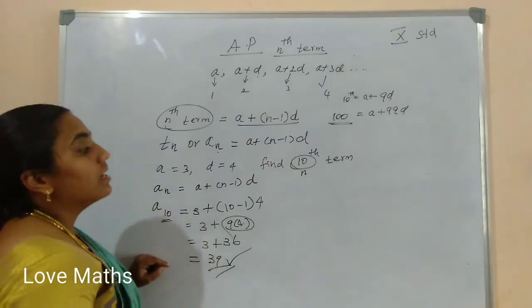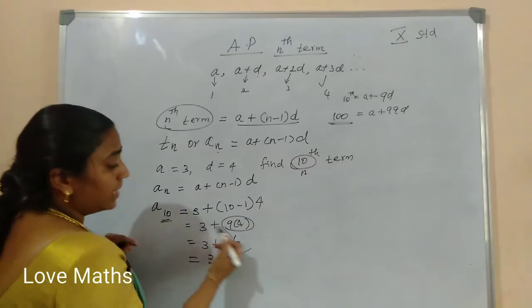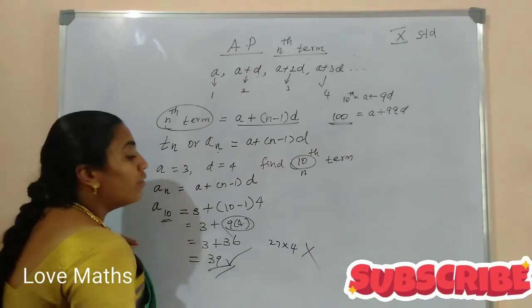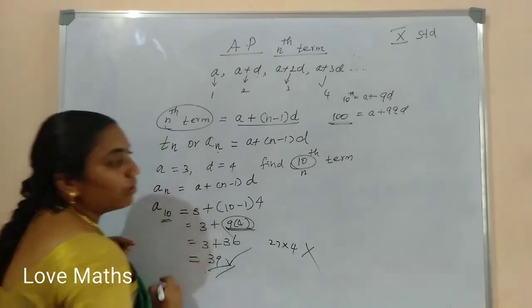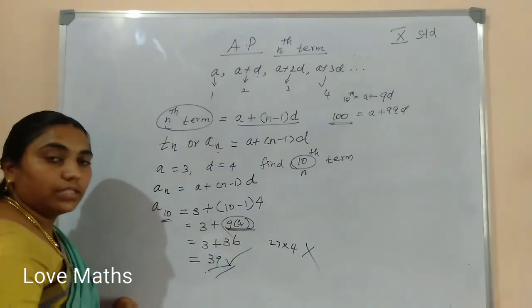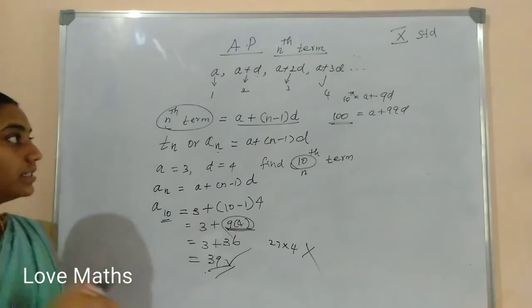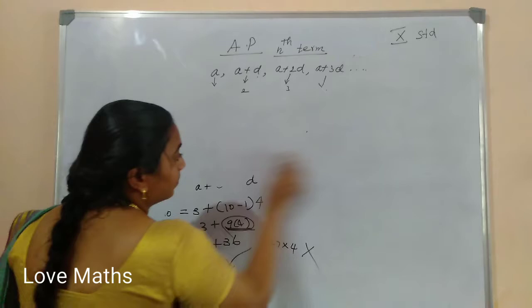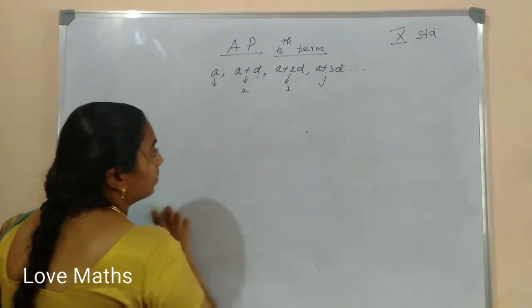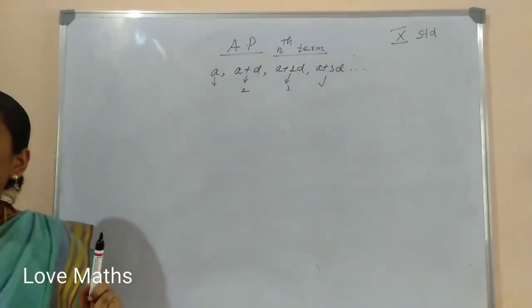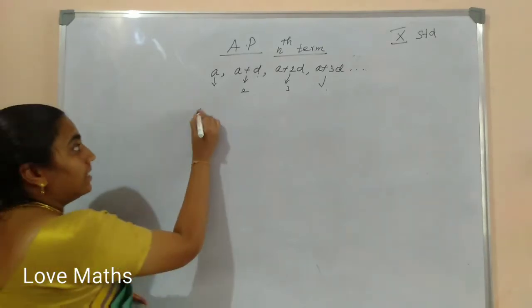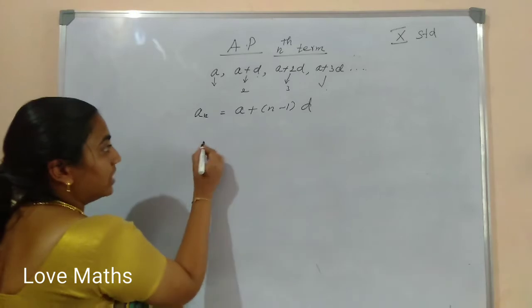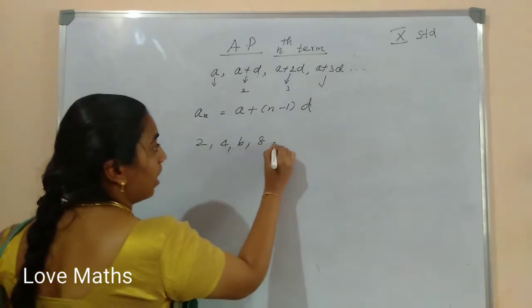Is it clear, children? Listen, some of them do 3 plus 9 is 12 into 4, which is wrong. First you have to do the multiplication, then only the addition. Is it clear, children? Okay, let us see another example. Sometimes one sequence is given: 2, 4, 6, 8 and so on.